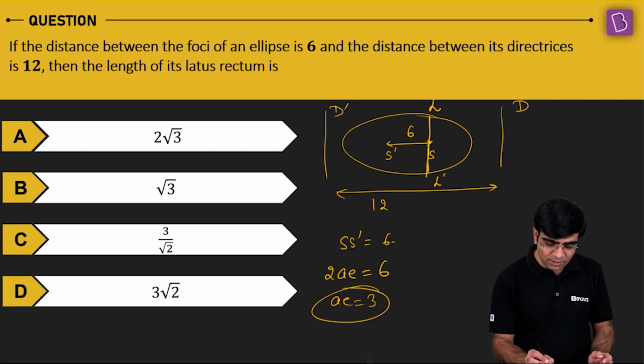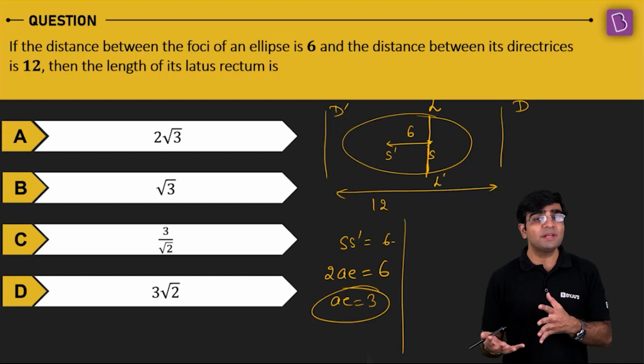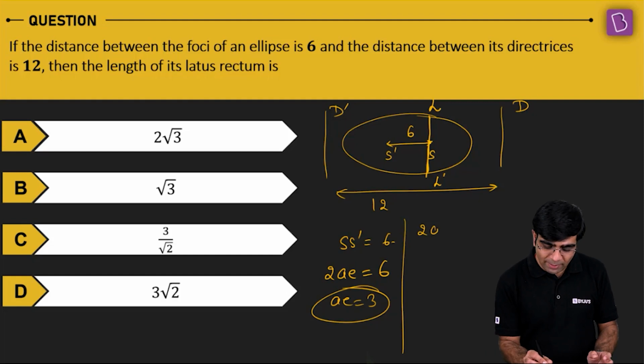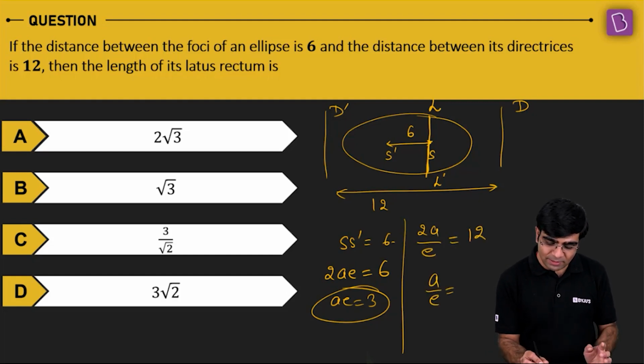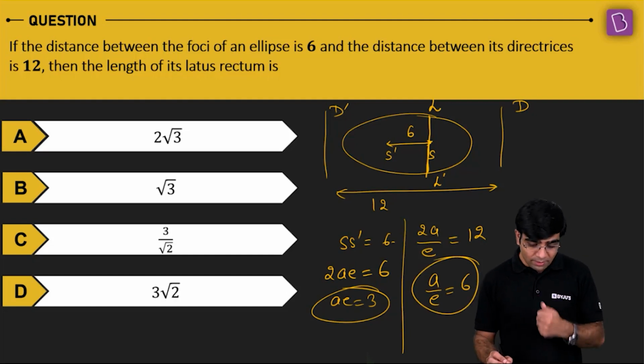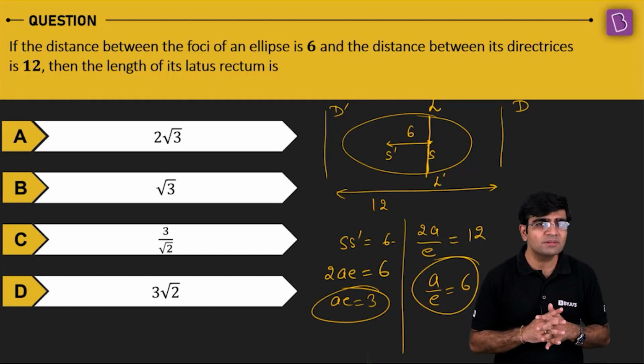In a very similar fashion, I'll quickly move on to the distance between directrices. That is 2A by E, and it is given to me as 12, which implies that A by E is equal to 6. All right. Did you get the idea of how we are reaching this result?